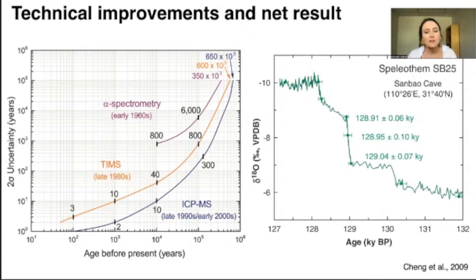So here's an example of a very exceptionally dated speleothem that grew in China over termination 2. You can see the ages here and then the 2 sigma uncertainties, which are represented by these little bars.